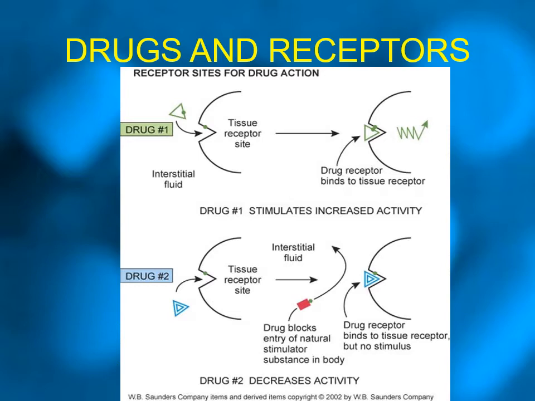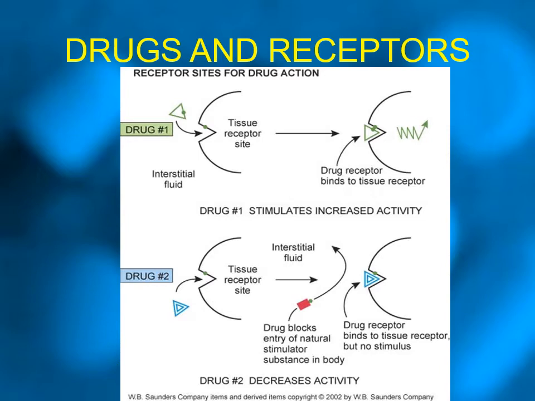Something like Synthroid. Synthroid binds to receptors on the thyroid gland and causes the thyroid gland to produce more thyroxine. So it replaces or enhances the effect of TSH. If you don't have the TSH, then this is what's going to take the place of that.